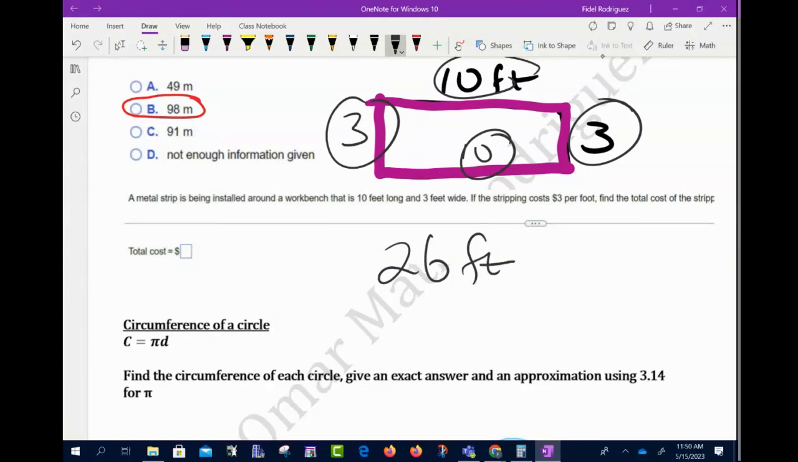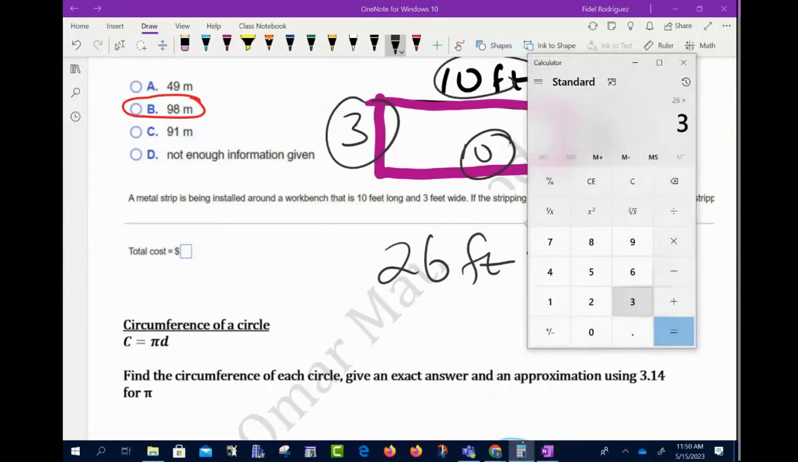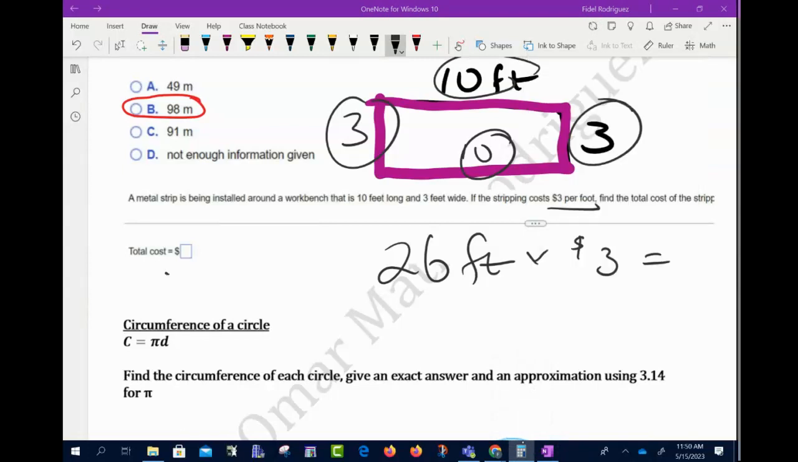But look, the stripping, the little purple stuff we put along, y'all, they charge me how much per foot? $3. Can we multiply this by 3 now? So 26 times 3 is $78.